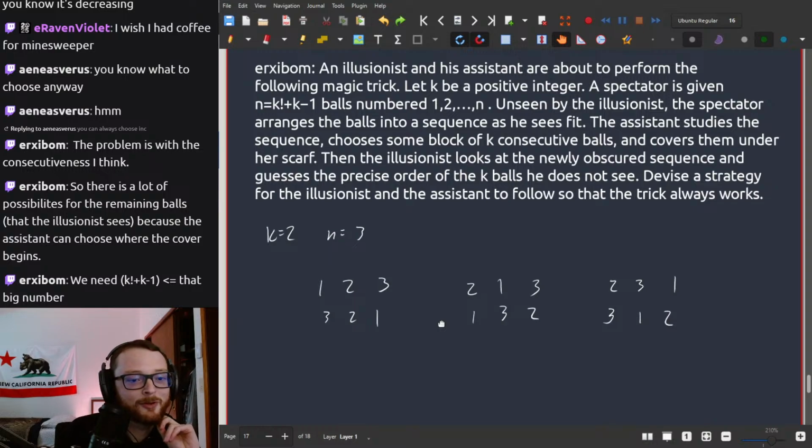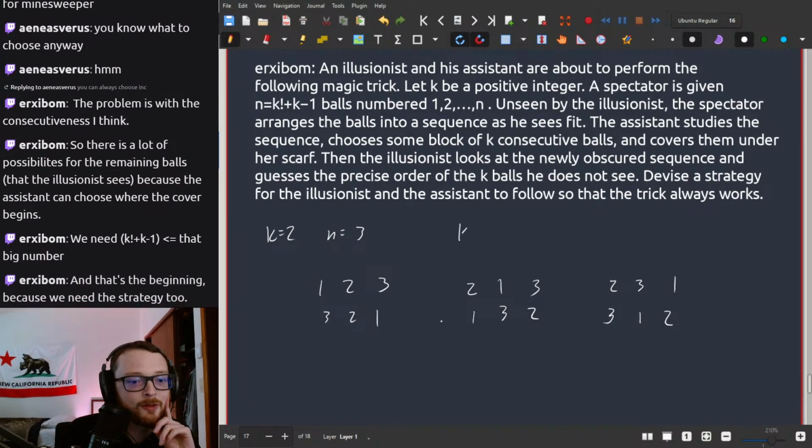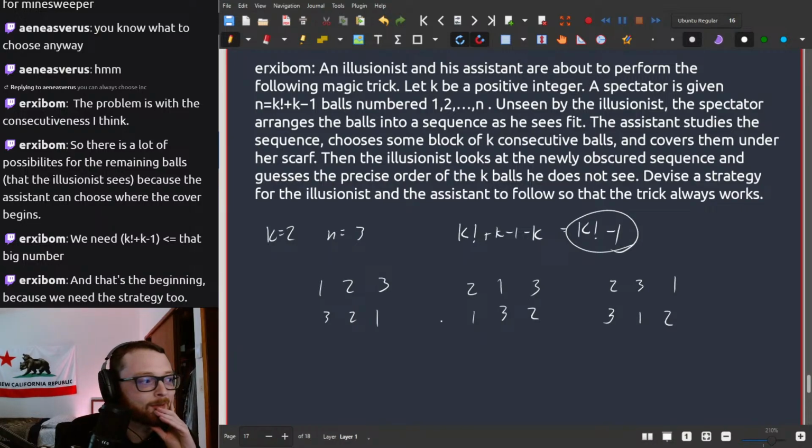I don't know if it's particularly important. I was thinking that if we cover up k balls, then the illusionist can see k factorial plus k minus 1 minus k, which cleans up a little bit. I don't know if that's particularly helpful though. Can we say anything interesting about this number? It's always odd, right?